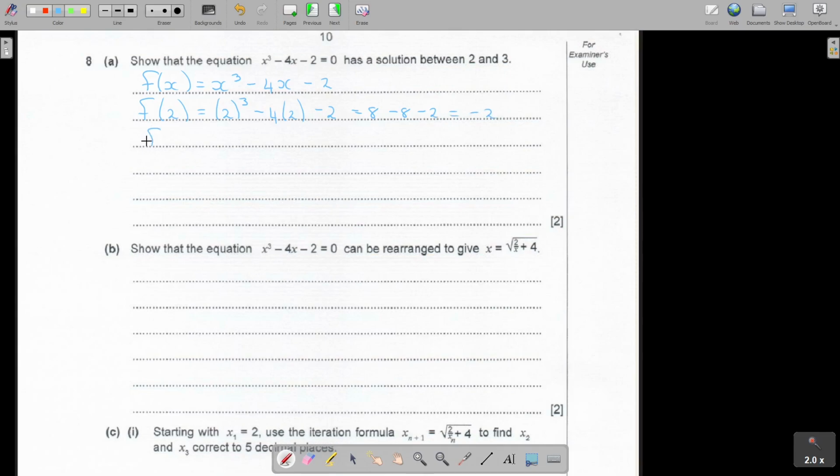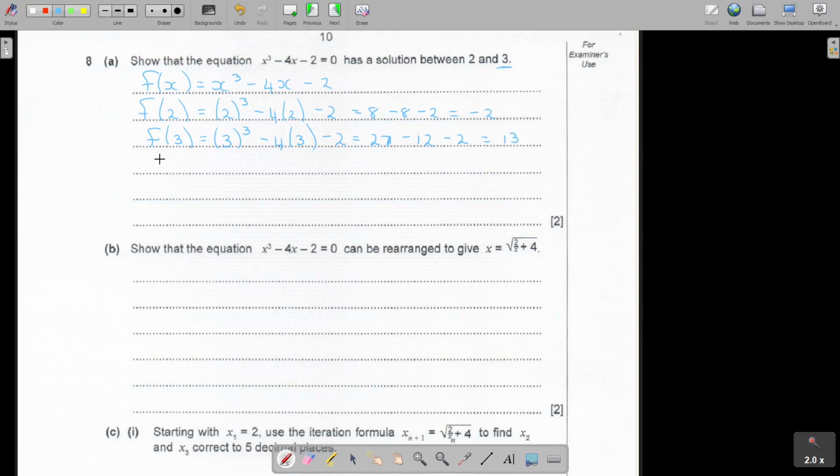And then I'm substituting the next one, 3. So it's 3 to the power of 3 minus 4 times 3 minus 2. And that's going to give me 27, minus 12, minus 2. And that is going to give me an answer of 13. Can you see the change of sign?